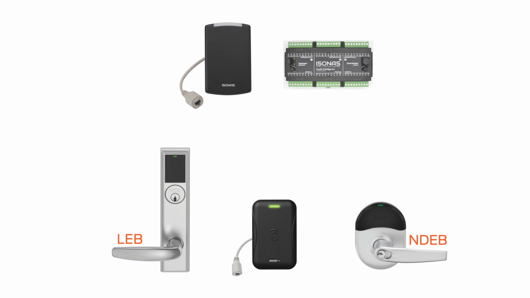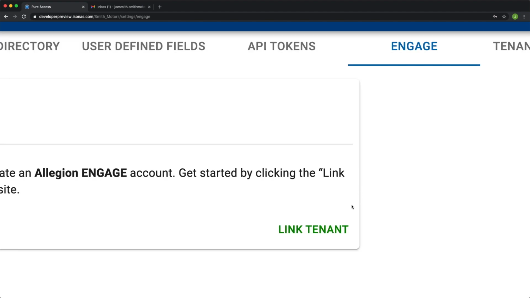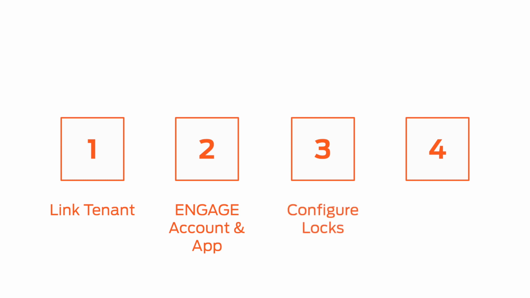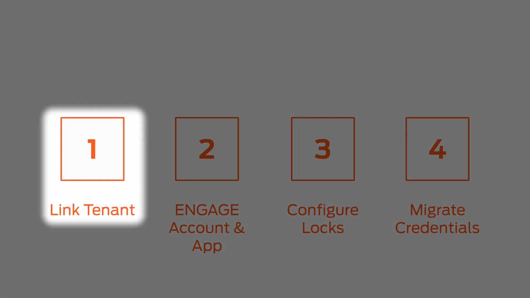It's up to you where and when to use them, so in this video, we're going to go through what to expect when you're ready to put them together in Pure Access to link a tenant to Engage. We'll cover how to link your tenant to Engage, create your Engage account and get the app, how to configure locks with the app, and how to migrate credentials in your tenant so they work with these new products. First, linking a tenant to Engage.